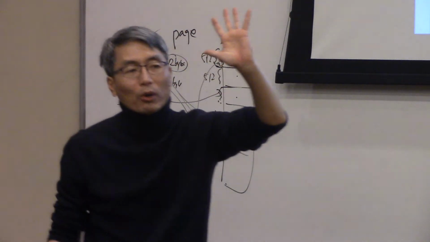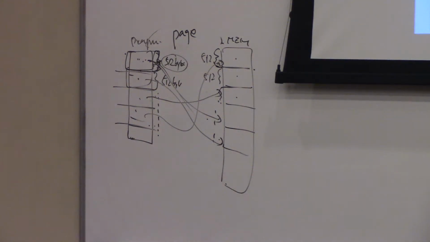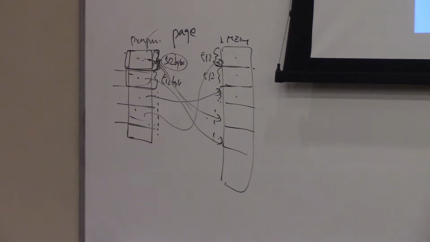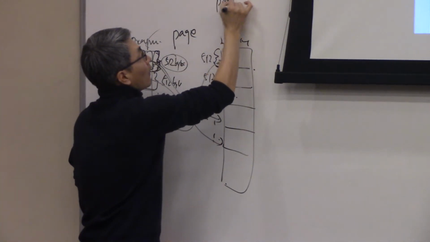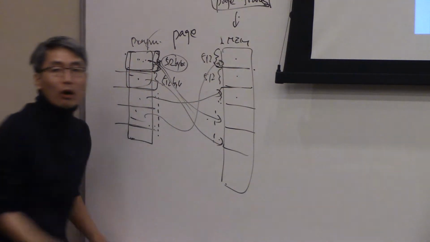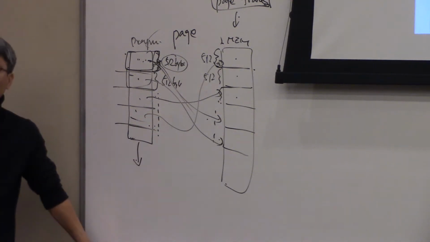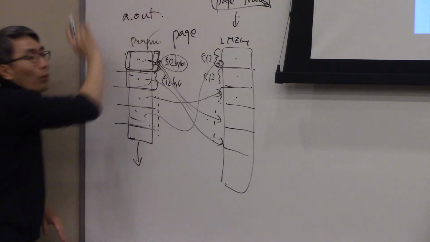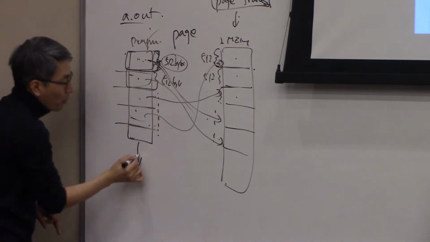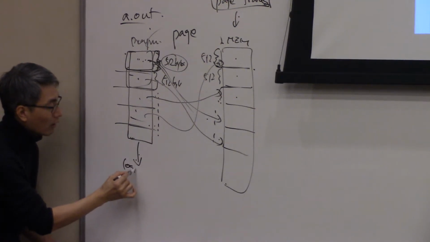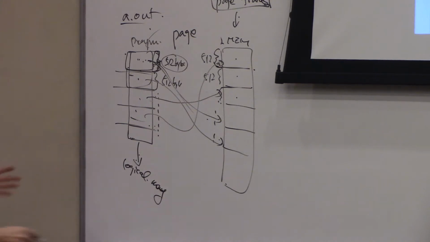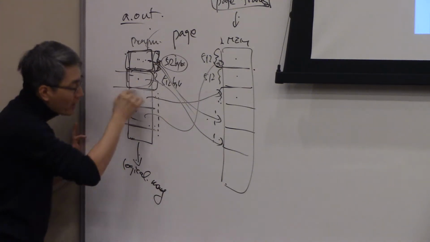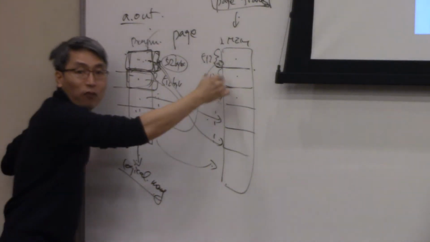So the first one is contiguous allocation, and the second is segmentation-based allocation. But practically, nowadays we use page by page allocation. At this time, the physical memory is called a page frame. So we have a number of page frames. And this is our program, like a.out or MS Word.exe. Our program is called the logical memory. So our goal to implement paging is to allocate the pages of the logical memory to the page frames in physical memory.